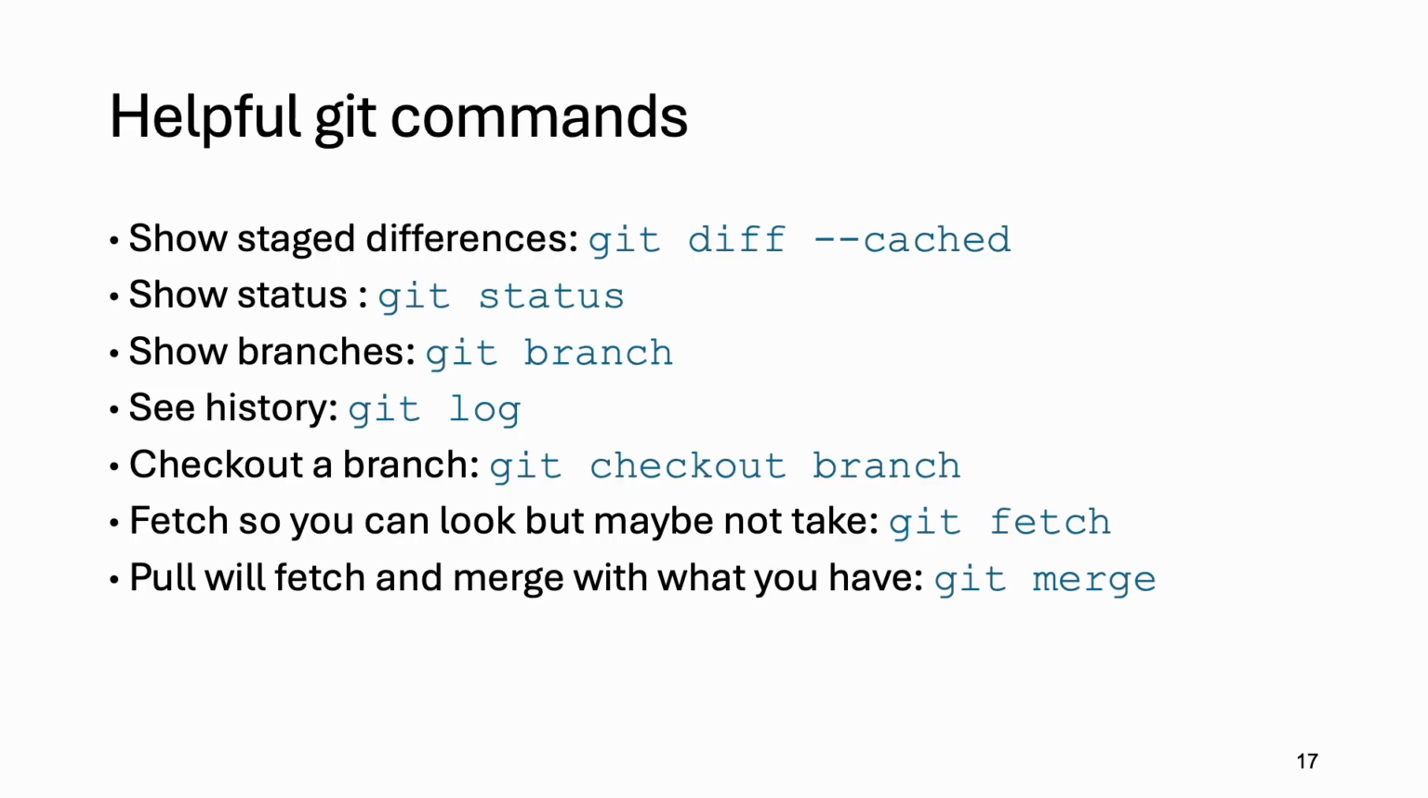You can show your current status with git status, and you can also create something called branches, which we won't talk about much in this class, but you can use that to have different changes on different timelines, and you can see your history with git log. You can check out branches. Another one that you can do is git fetch, which is like doing a git pull without actually copying the changes in. Pull will fetch and merge with what you have, so you can also do a git merge. And those are some basic commands.